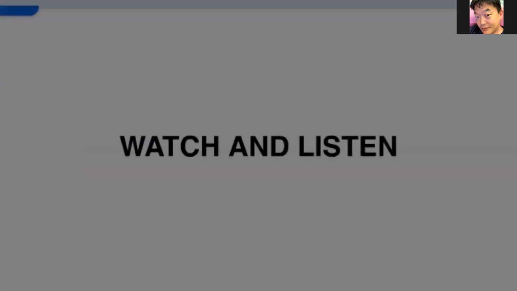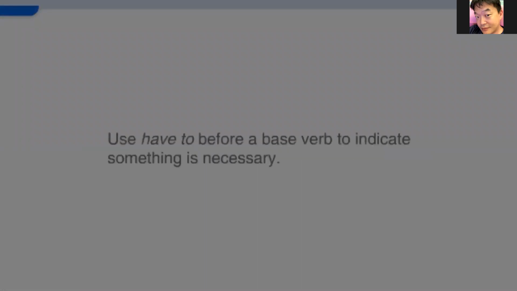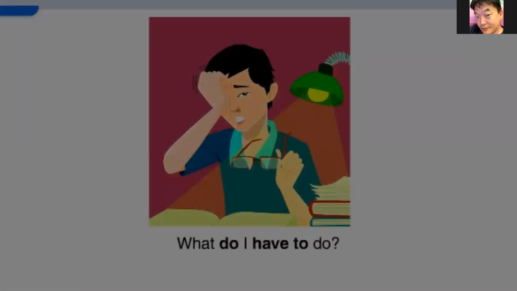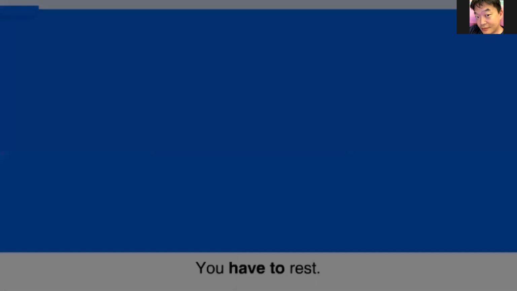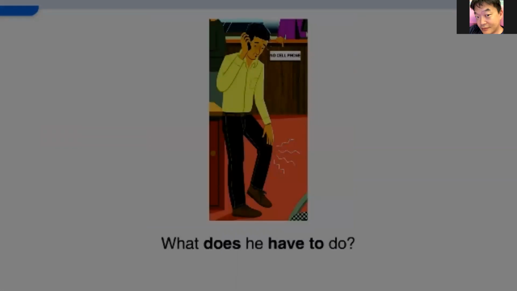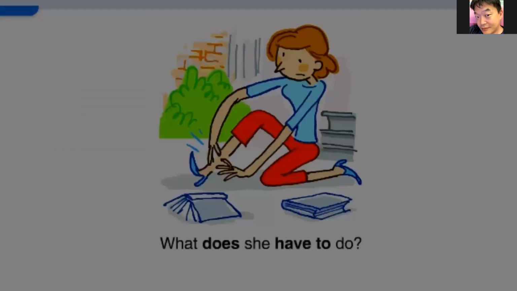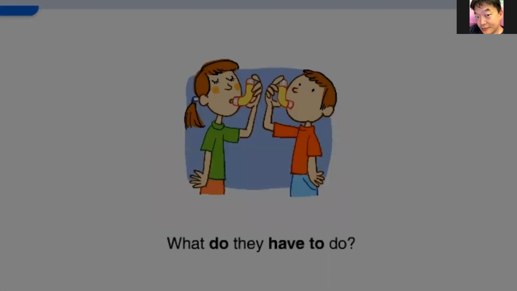You have to see a doctor. Watch and listen. Use have to before a base verb to indicate something is necessary. What do I have to do? You have to rest. What does he have to do? He has to get an x-ray. What does she have to do? She has to use crutches. What do they have to do? They have to go lie down.